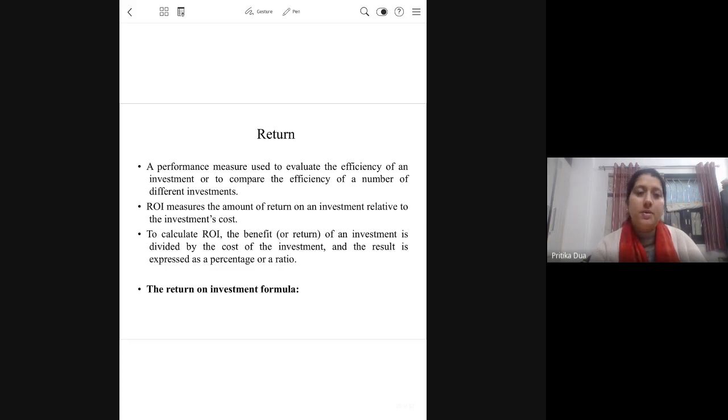Return is a performance measure used to evaluate the efficiency of an investment. And then again, it's not only standalone investment, but when I have alternatives before me, then return can be used to make a comparison across the different investment alternatives available.